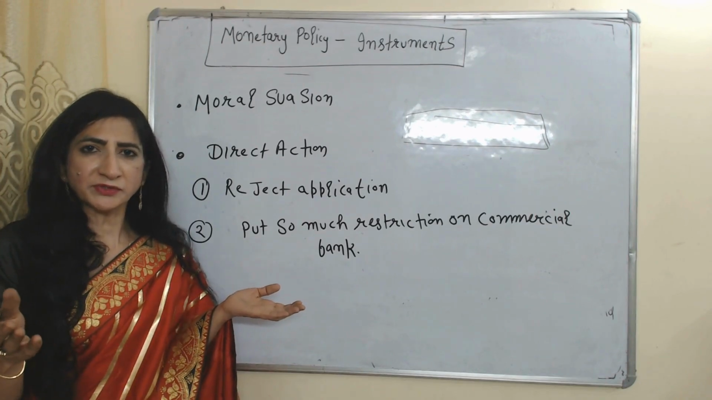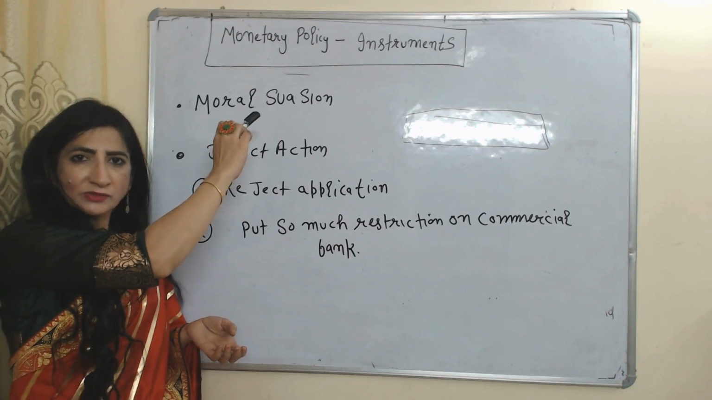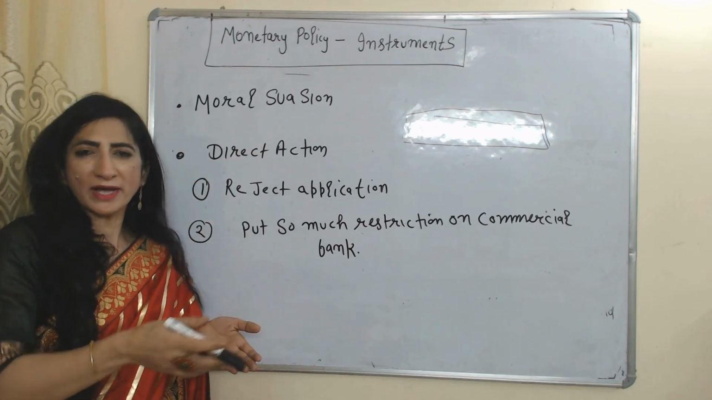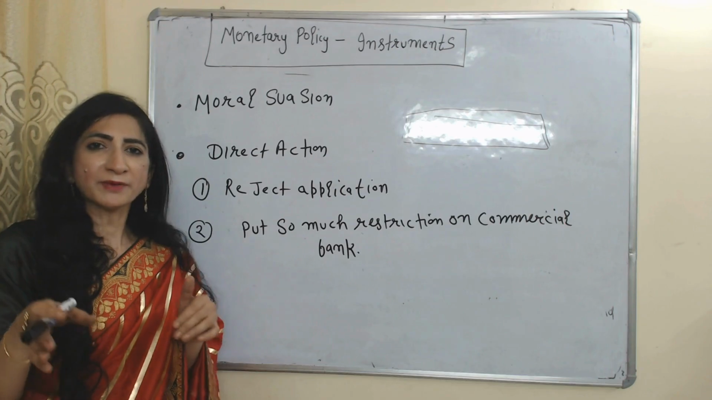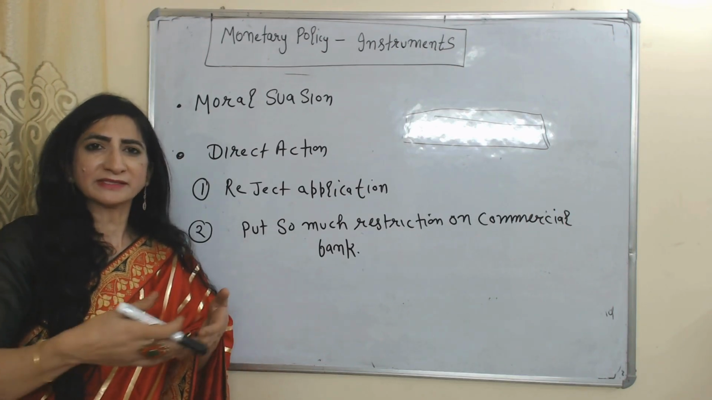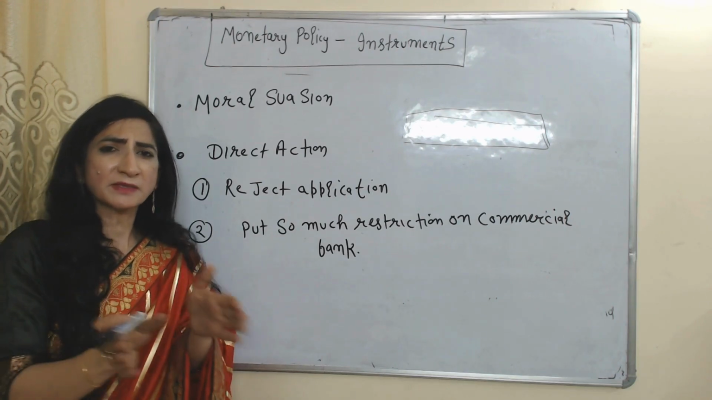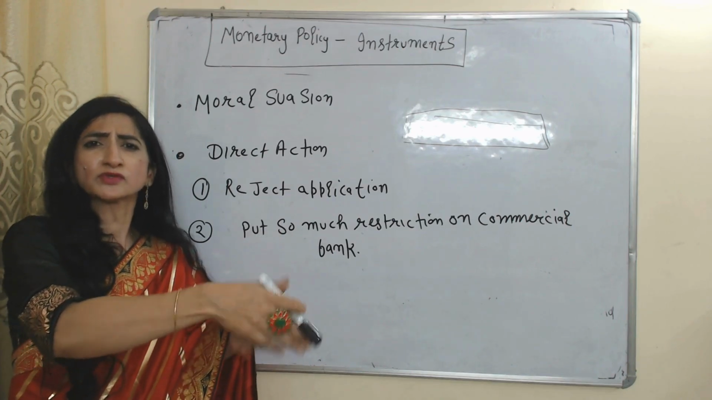The next qualitative instruments are moral suasion and direct action. Under moral suasion, the central bank simply advises commercial banks. For example, suppose the money supply continues increasing. In order to control the money supply, the central bank simply gives advice to commercial banks. During this time period, the money supply is already increasing, so don't give so many loans.